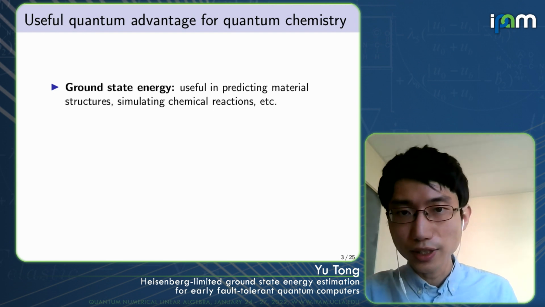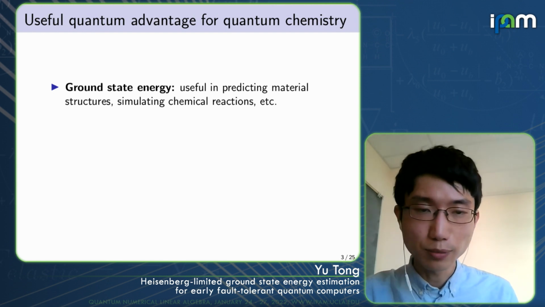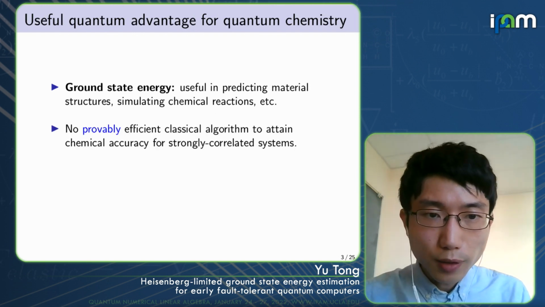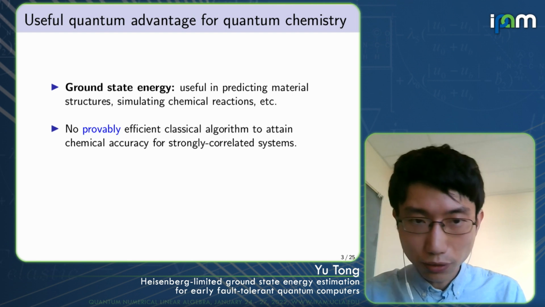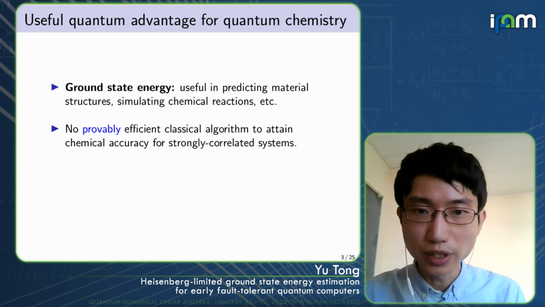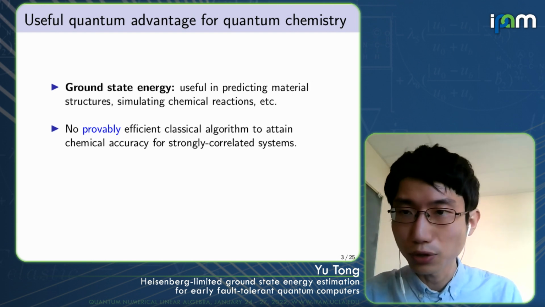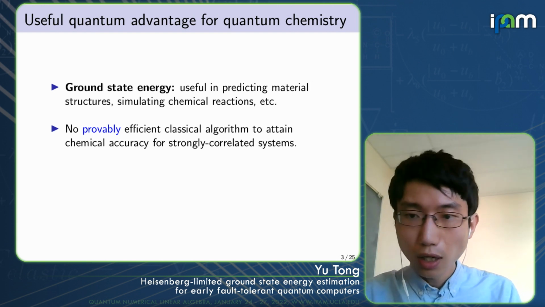Ground state energy is definitely useful. It's useful in predicting material structures, simulating chemical reactions, etc. And it is difficult on the classical side because we don't have a provably efficient classical algorithm to get to chemical accuracy for strongly correlated systems.